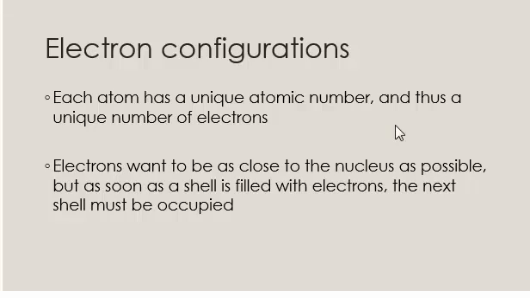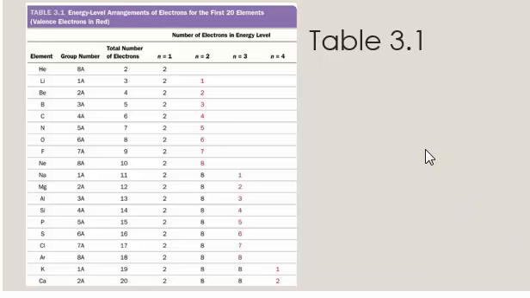Each element has a unique number of protons and thus a unique number of electrons. Electrons want to be as close as possible to the positively charged nucleus, so electrons will be in the lowest shell that they can be in. In other words, electrons will fill a shell before they occupy a higher shell. Table 3.1 illustrates the occupation of shells by electrons in some selected main group elements.